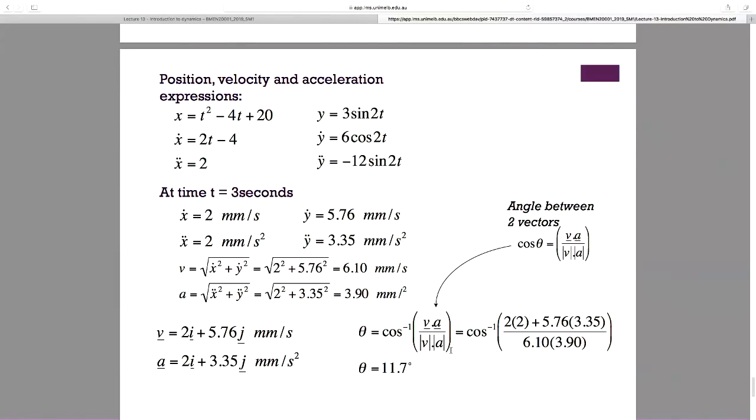We've got x equals t squared minus 4t plus 20, y equals 3 sine 2t. Differentiate, I get 2t minus 4 and 6 cos 2t. Then I differentiate again, I get 2 and negative 12 sine 2t. So at t equals 3 seconds, I plug the numbers in, using all the kinematics relationships I've shown you in the previous slides to evaluate the velocity and acceleration vectors. Okay.